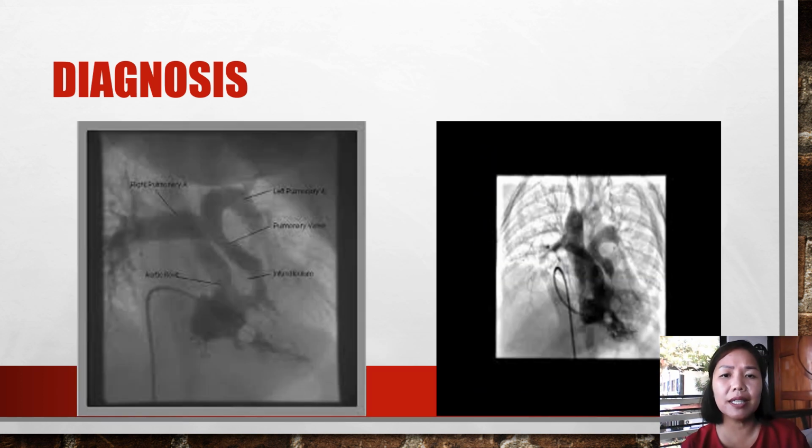This is what it looks like when doing cardiac catheterization of a TOF. We usually do the cardiac catheterization if we want to determine the blood supply to both lungs, if the coronary arteries are crossing the right ventricular outflow tract, or if there is doubt of presence of both right and left pulmonary arteries.